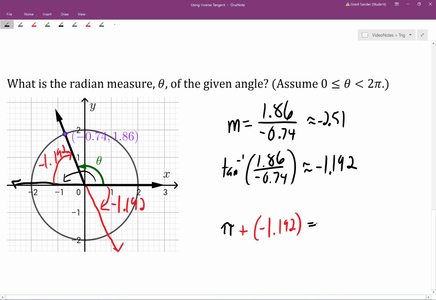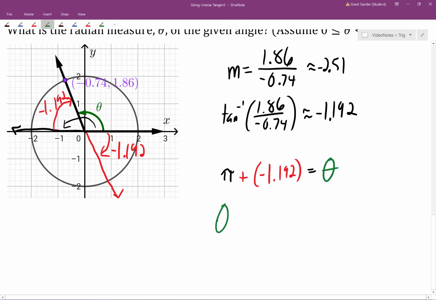So in this case, theta, the measure of our angle, is just equal to pi minus 1.192. And that has a value of approximately 1.949. If we look at our diagram, a radian measure of about 1.949 matches up with the situation we're looking at.